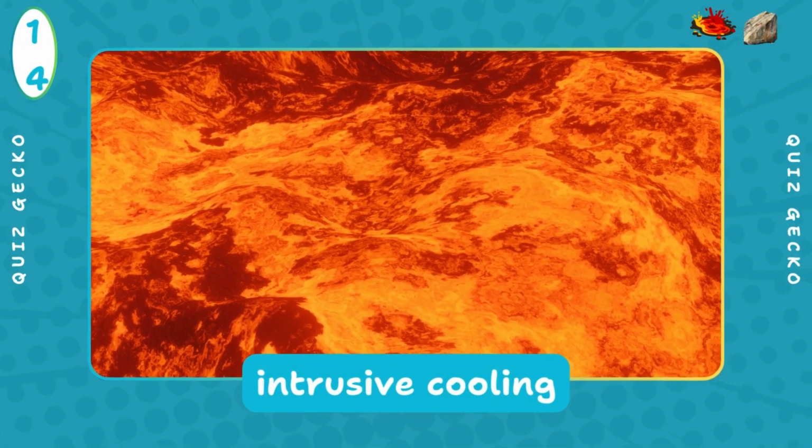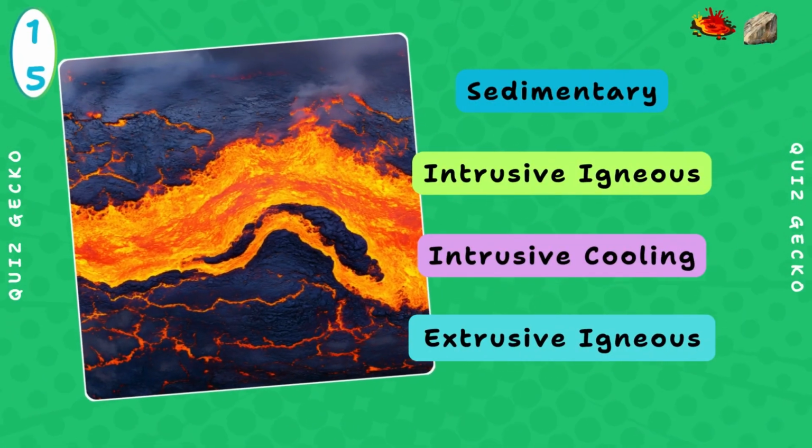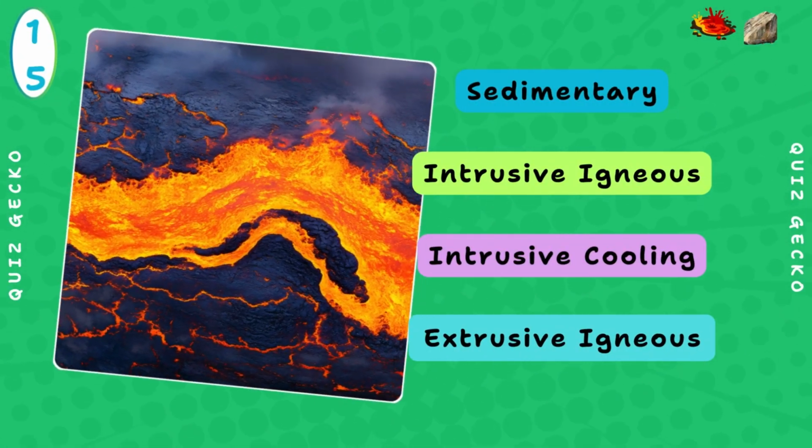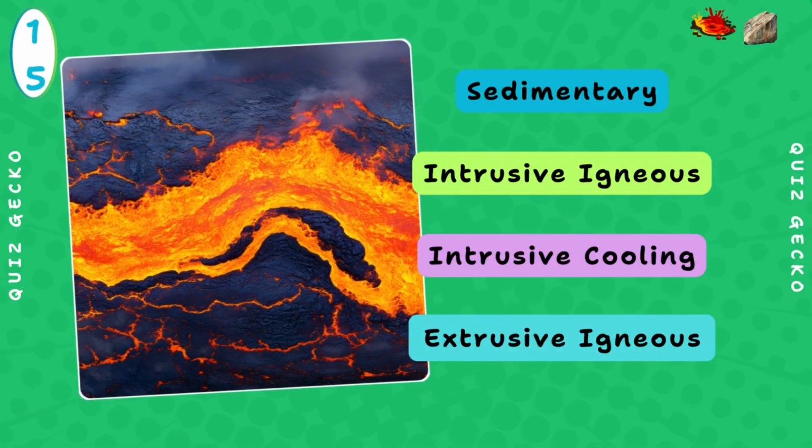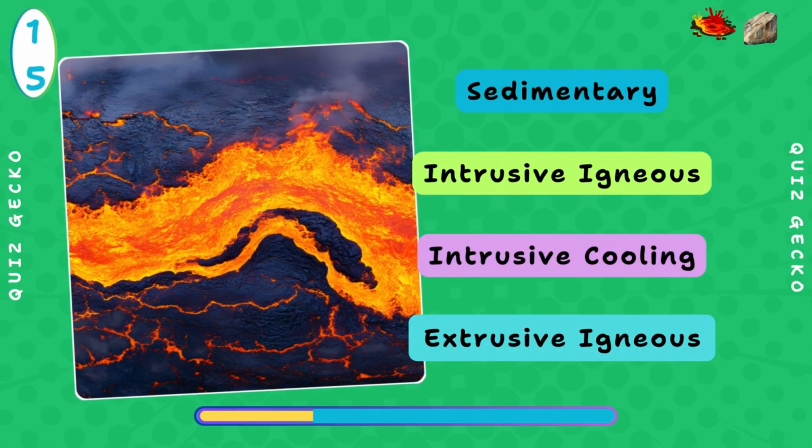Intrusive cooling. What is the term for rocks that form from the cooling of lava at the Earth's surface? Sedimentary, intrusive igneous, intrusive cooling, extrusive igneous.